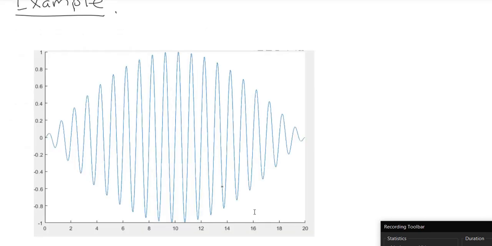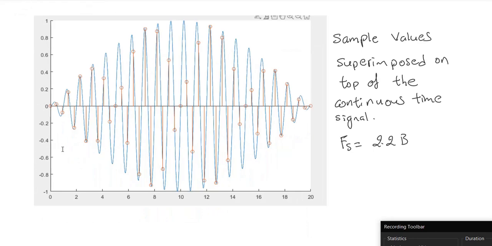Let's look at an example. Here is a continuous time signal with time on the x-axis and the signal value on the y-axis. Here is the same signal, but this time the sample values are superimposed on top of the continuous time signal. In this case, I made sure that the sampling rate is slightly over 2.2 times the bandwidth. And 2 times the bandwidth is called the Nyquist rate.